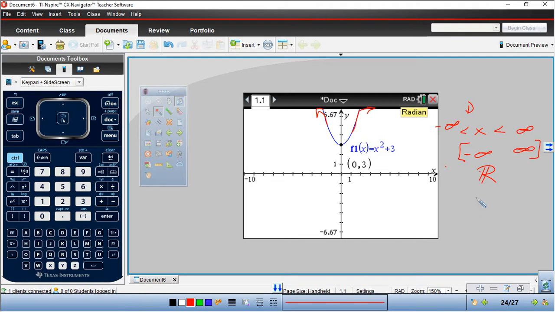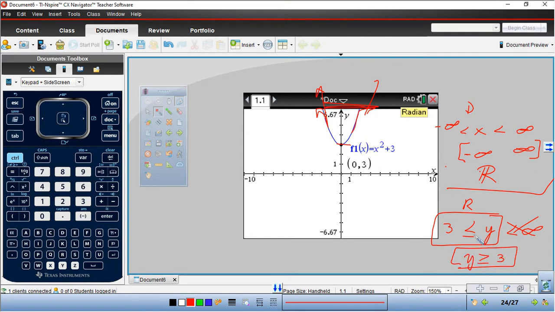Next thing is when I come down here, I find my range. Now look, range are my y values. So I would just go y here, right here like this. The highest thing, it goes up forever and ever positive, so that's infinity. The lowest it always comes down to is 3. There's your answer right there. They won't include this part. So to say y is greater than or equal to 3, and there it is. Hopefully you understood that.